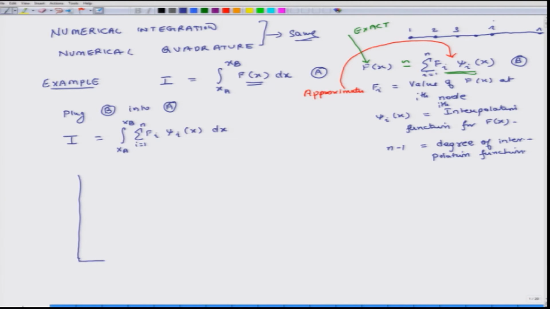Let us take a specific case in this context. Suppose this is x, and on the y axis I am plotting f x, and let us say the function is varying like this. This is the exact function.